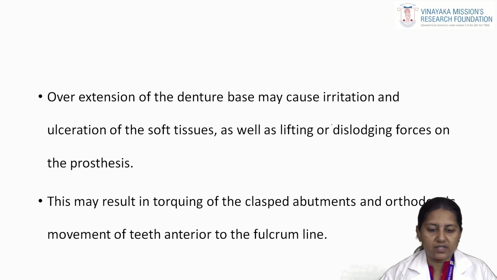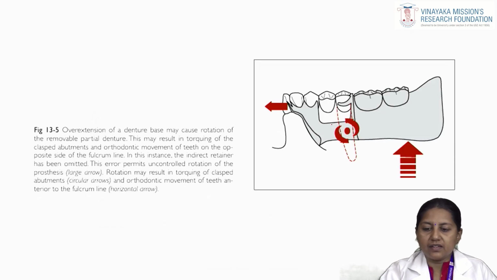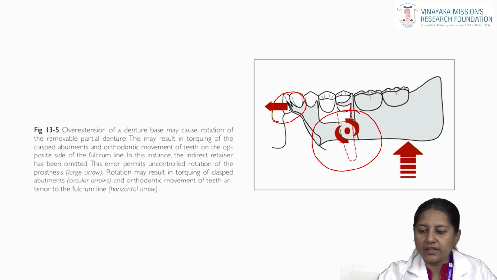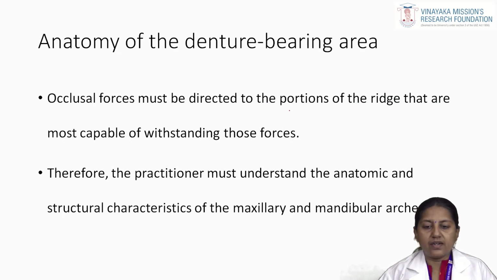forces on the prosthesis. This may result in torquing of the clasped abutments and orthodontic movement of the teeth anterior to the fulcrum line. So here we can see that the overextension of the denture base will cause rotational forces, which will result in orthodontic movement of the teeth anterior to it. The next factor is the anatomy of the denture bearing area.